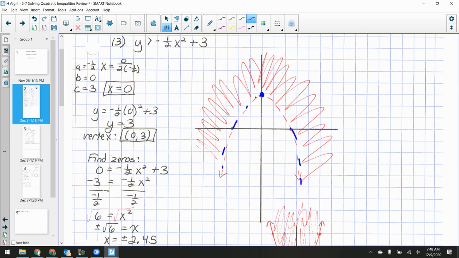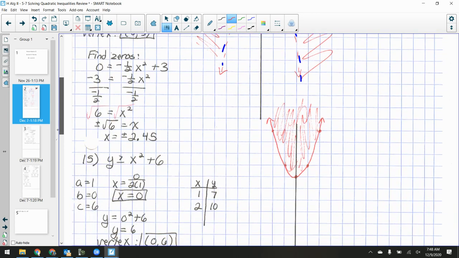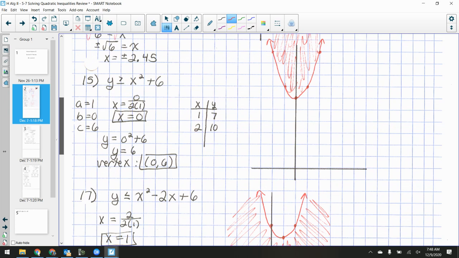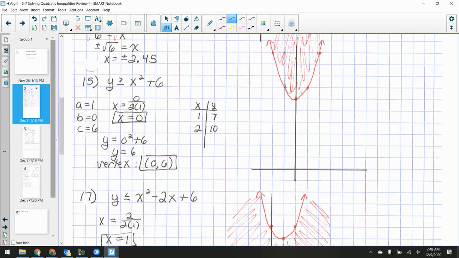okay, let's pick a test point. If I ran 0, 0 through this, I would get 0 is greater than 3, which is not a true statement. So therefore, that's why I'm shading the outside. Let me scroll down. There's 15. Same thing there.